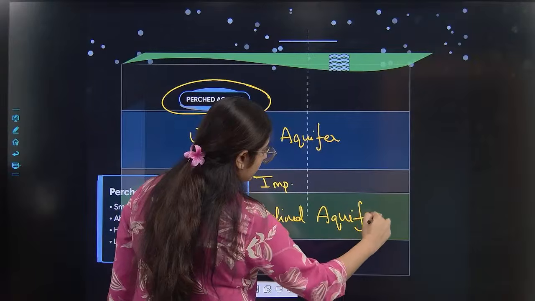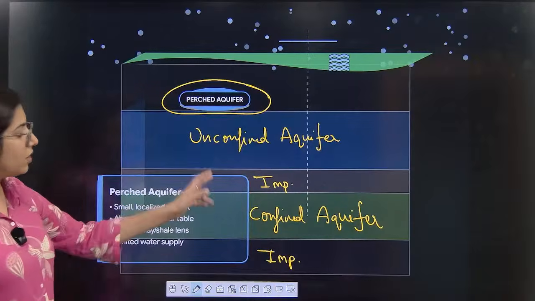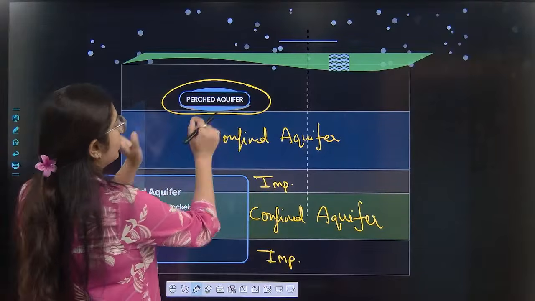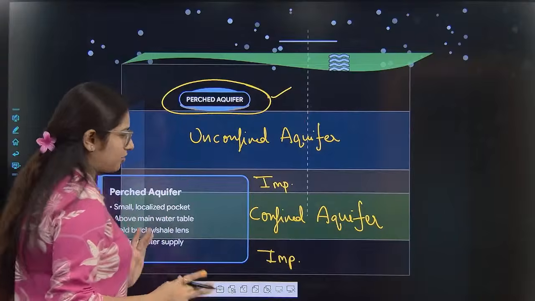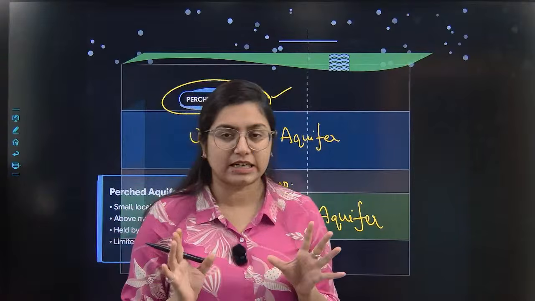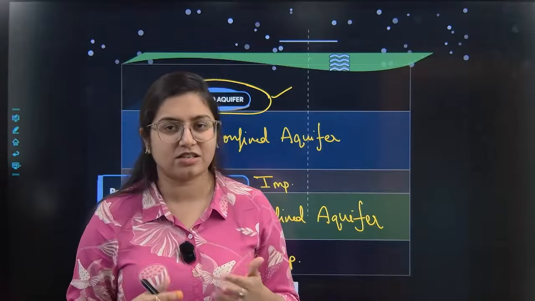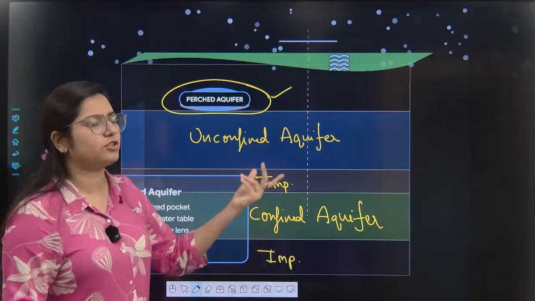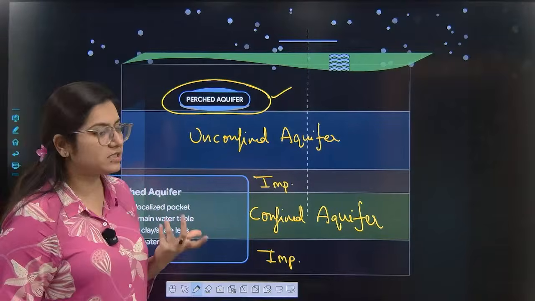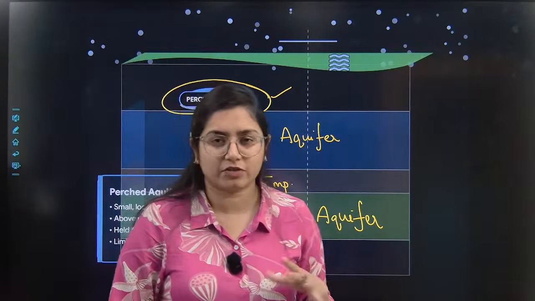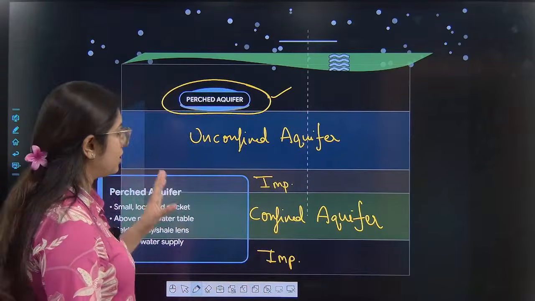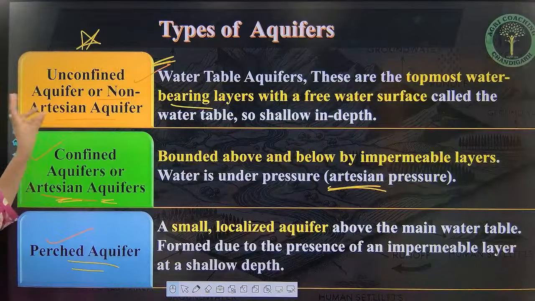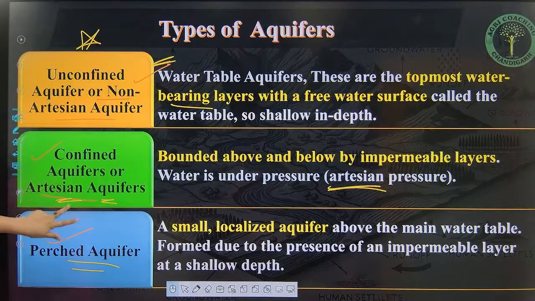The one between the two impermeable layers is the confined aquifer. And just above the unconfined aquifer, we have the perched aquifer, very shallow and localized. Basically, it tries to obstruct and restrict the movement of the water present in the unconfined aquifer. But since it is very small in size, it does not create any huge obstruction in the free movement of the water. Okay, done. So these are the three kinds of aquifers that we have.